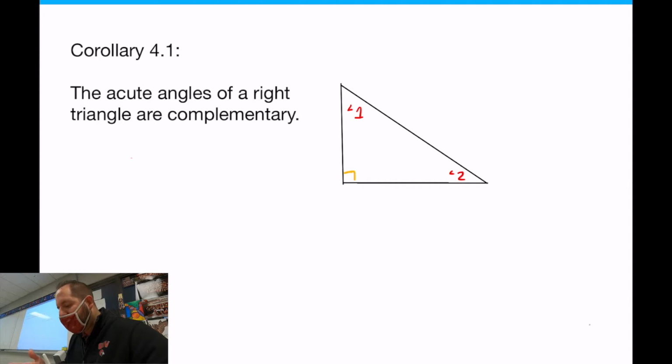So if I gave you one of these angles, let's say angle 1 was 40 degrees, so if this was 40 degrees right here, then this angle down here has to be 50, because what this corollary is saying is that these two have to add up to be 90. They're complementary. It equals 90. It adds to 90 degrees. That's what complementary means. So it's really quick if you know one of them. All right, questions with this corollary?